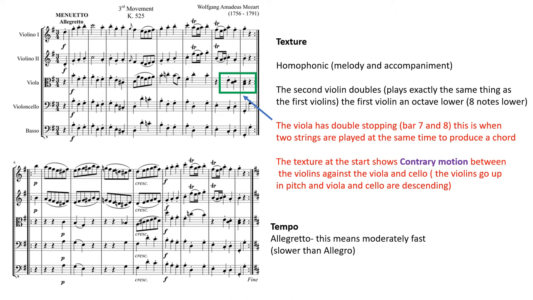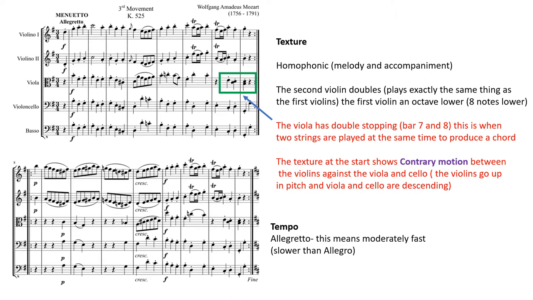Finally, for texture, we can see something called contramotion at the start of the minuet. This is where the violins are going in an ascending or upwards direction, and the viola and cello are going in a descending or downwards direction. With the instruments going in different directions in pitch, we have contramotion.